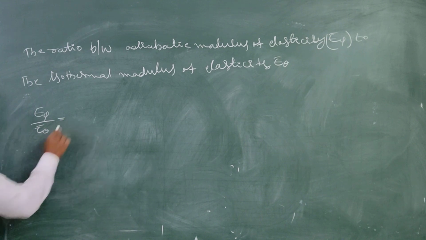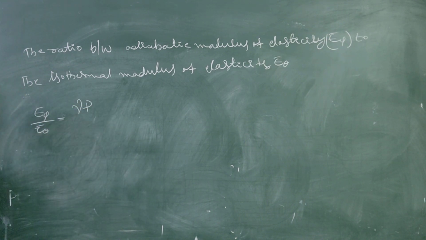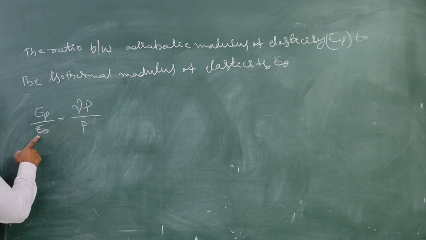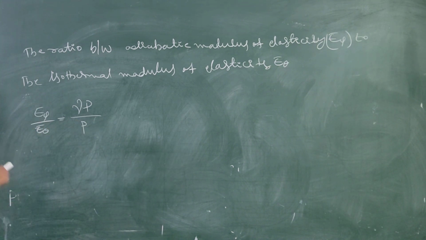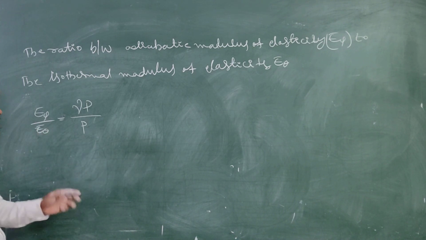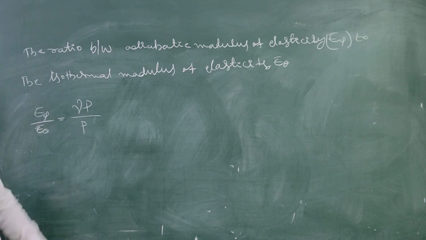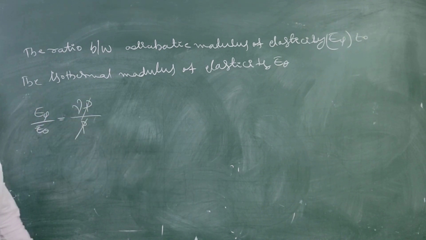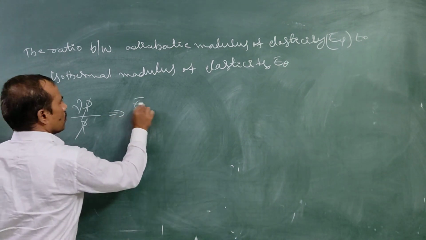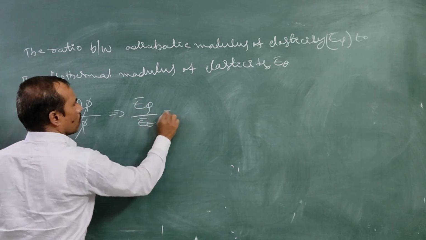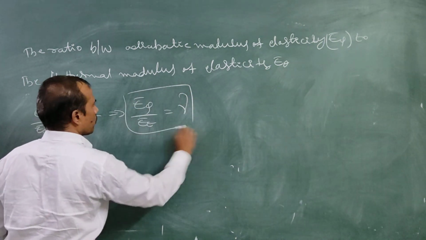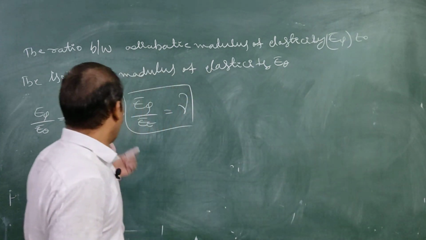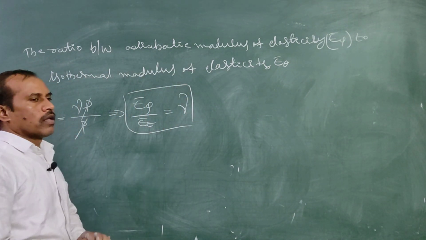E pi is nothing but gamma times of pressure, divided by just pressure, since the isothermal modulus of elasticity is equal to just pressure, and the adiabatic modulus of elasticity is equal to gamma times of pressure. So pressure gets cancelled, and it simplifies: E pi by E theta is equal to gamma. This is the relation between adiabatic modulus of elasticity and isothermal modulus of elasticity.